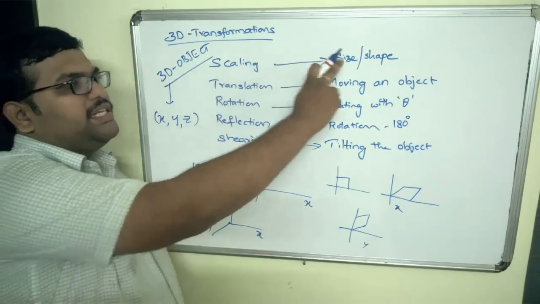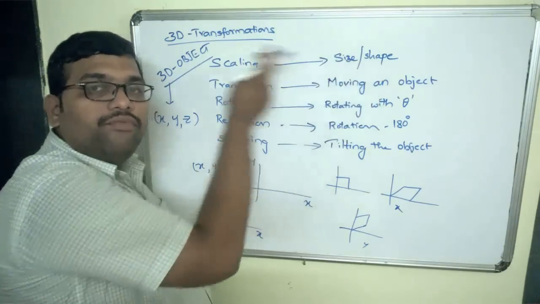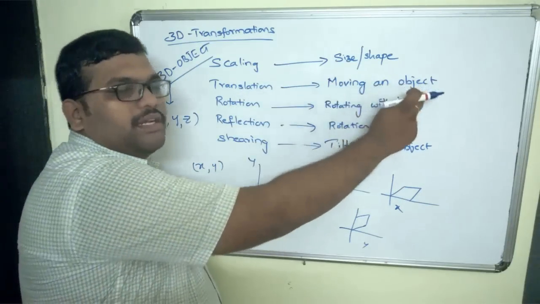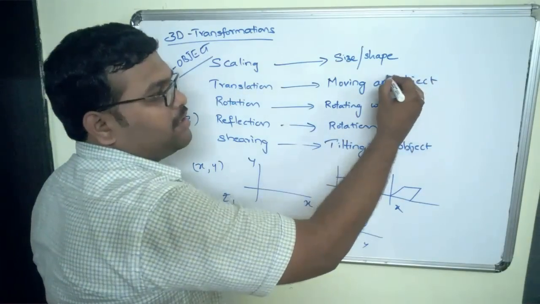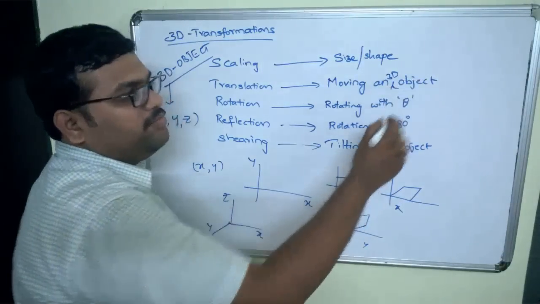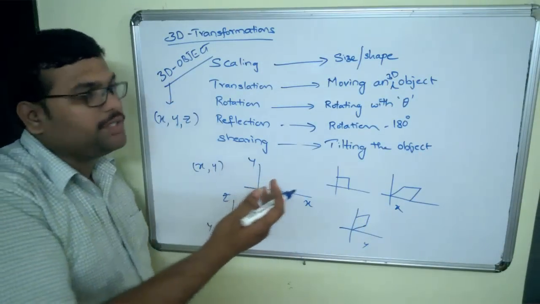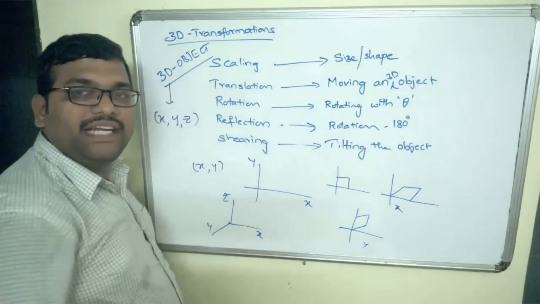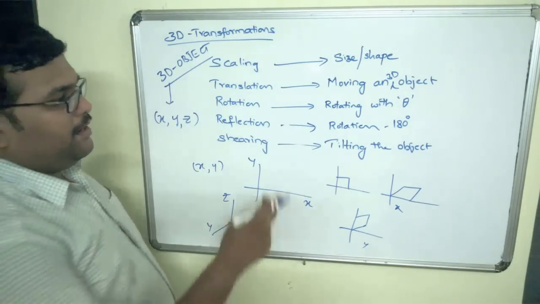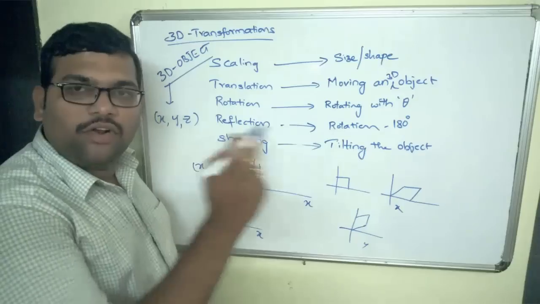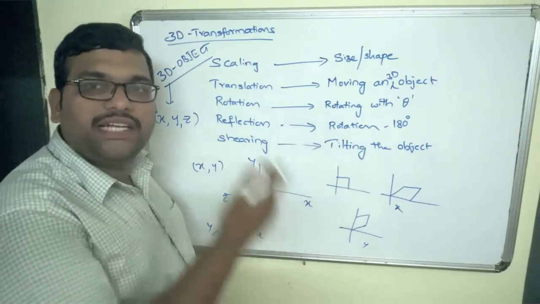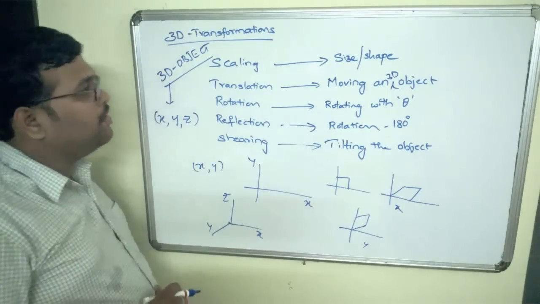Scaling means changing the size or shape of a 3-dimensional object. Translation means moving an object, here a 3D object, from one position to another position. Rotation is rotating a 3-dimensional object with a certain angle theta. Reflection is rotation of a 3-dimensional object with 180 degrees. Shearing is tilting the object in 3-dimensional space.